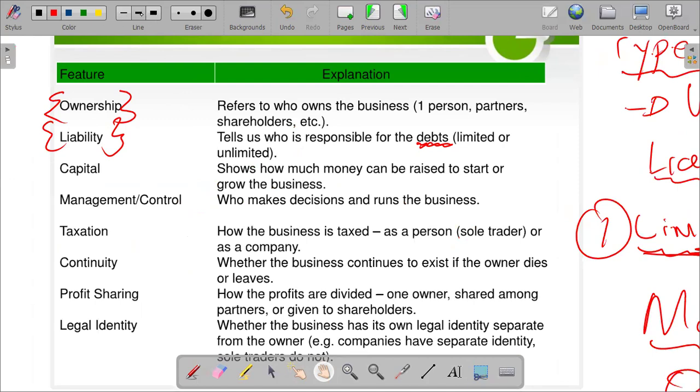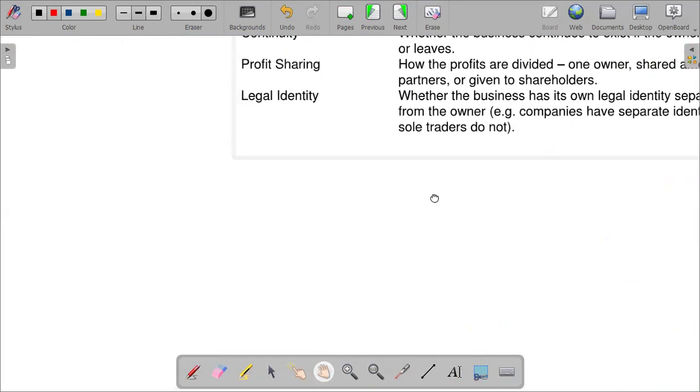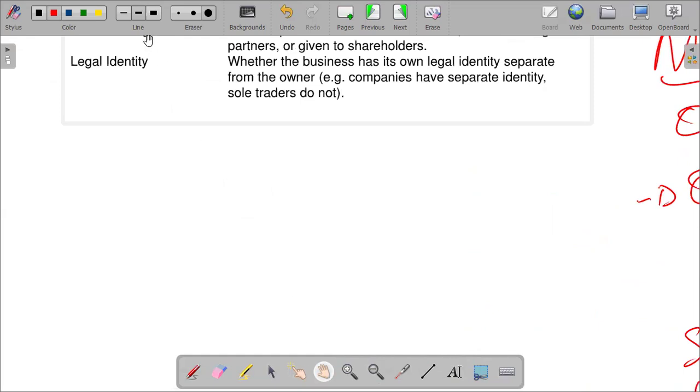And then thirdly, we move on to our capital. Capital shows how much money can be raised to start or grow the business. So this will be your investments, your initial income, your seed money, right? So let's just put it here.